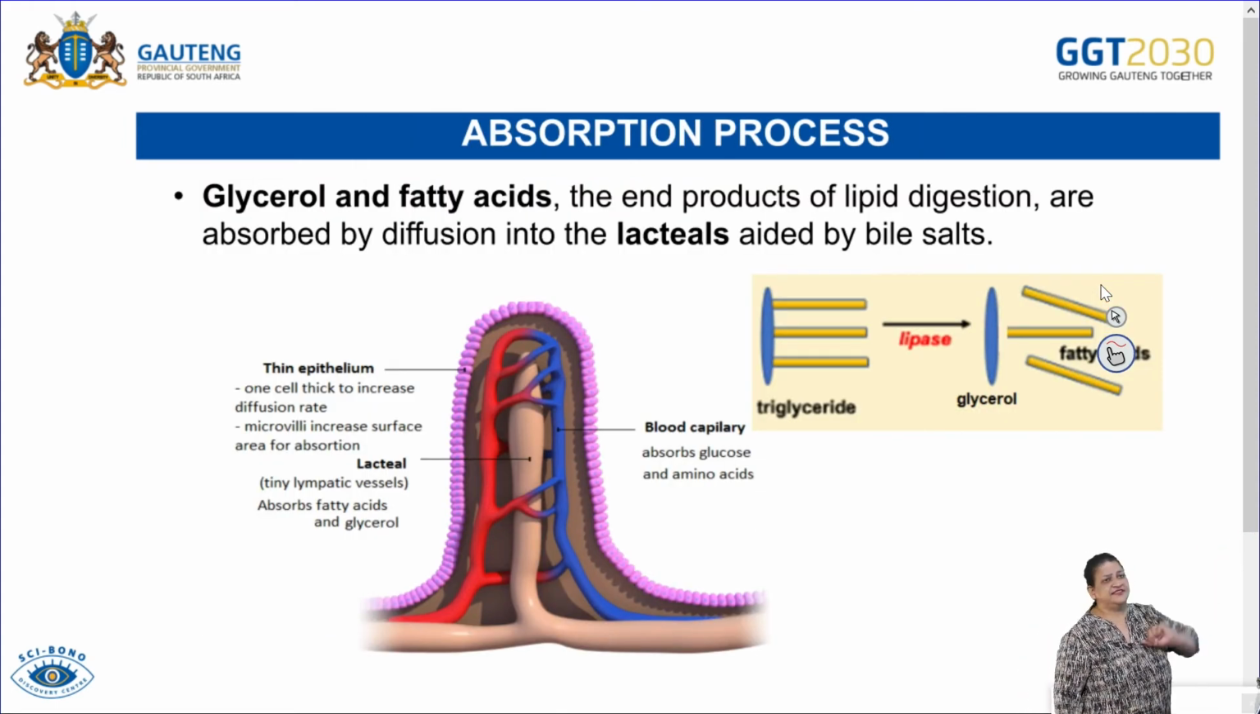Glycerol and fatty acids are the end products of lipids. I told you that fats are broken down into what? Fatty acids and glycerol. And that fatty acids and glycerol get absorbed into the lacteal. So here's your fatty acids and glycerol. This is your fat, which is a triglyceride. It's broken down by enzyme lipase into fatty acids and glycerol, and they get absorbed into the lacteal. But your blood capillary absorbs glucose and amino acids.